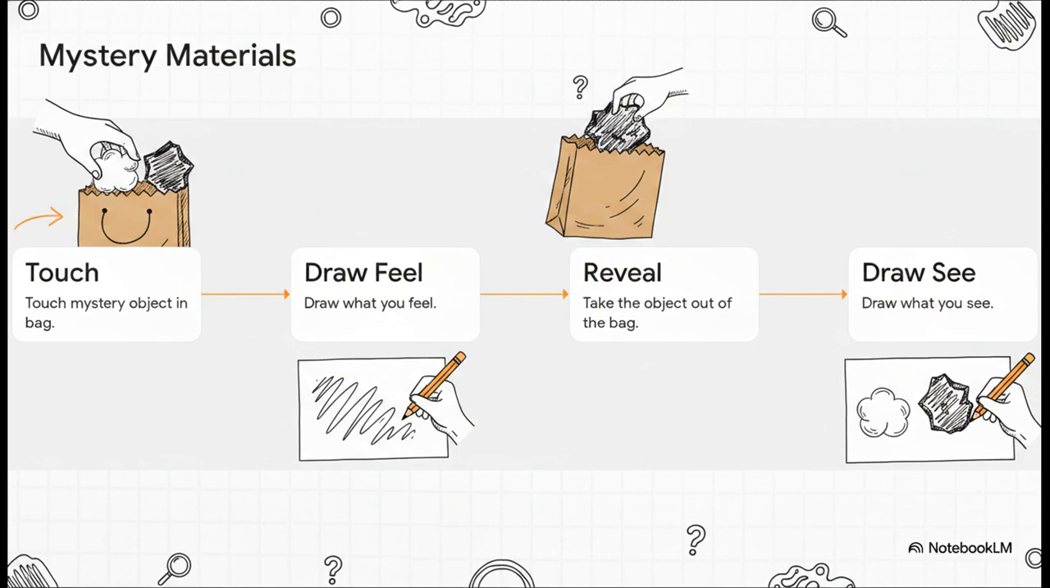Then in Lesson 2, we have the mystery materials investigation. This is essentially just fun detective work. Students reach into a bag without peeking, and they draw what they feel based on texture. Then they pull the object out and draw what they see. Contrasting something like a soft cotton ball with a rough rock inside a blind bag really forces them to rely solely on their hands, which builds up that crucial tactile vocabulary.